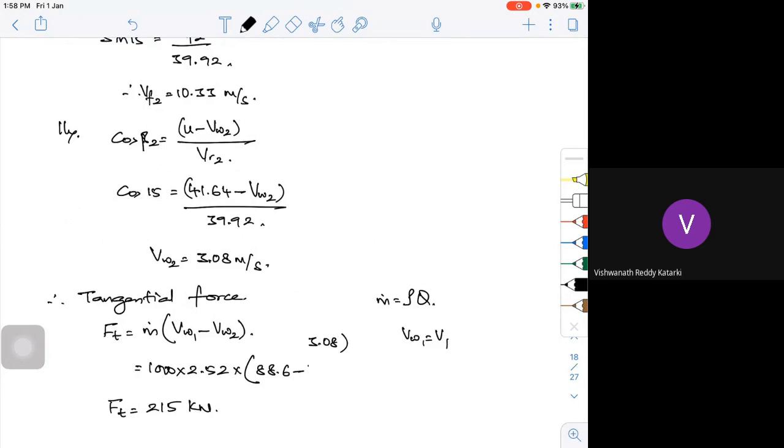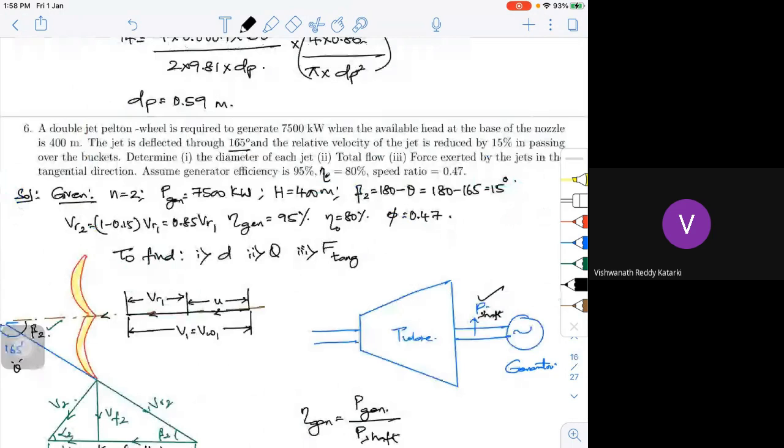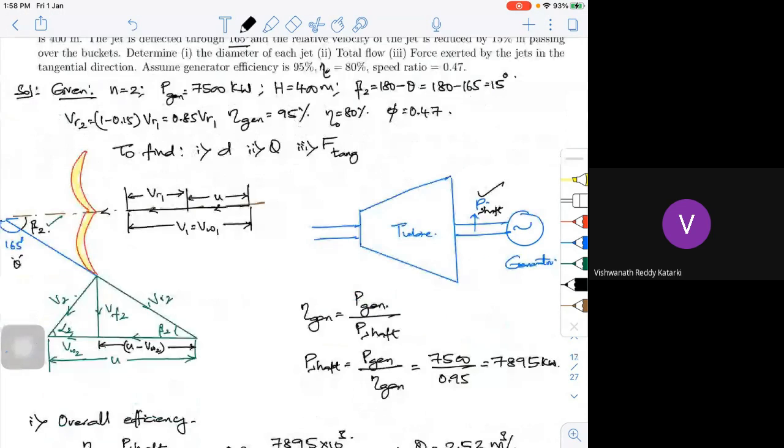If you go back and check what are the things which you are supposed to find, the diameter of jet we found, discharge we found, and tangential force. All the three things we are able to find. Is that clear? So I would say you may get this kind of problems.